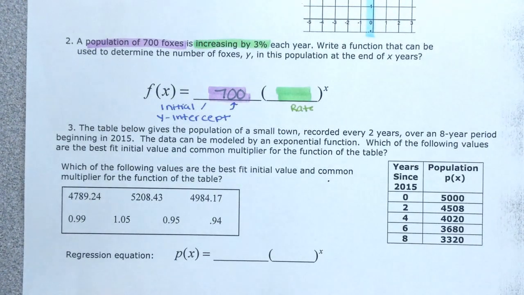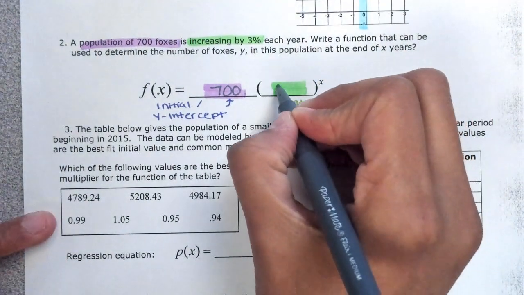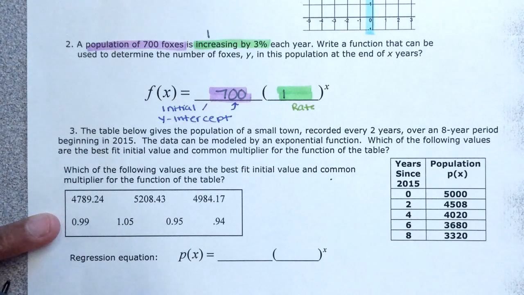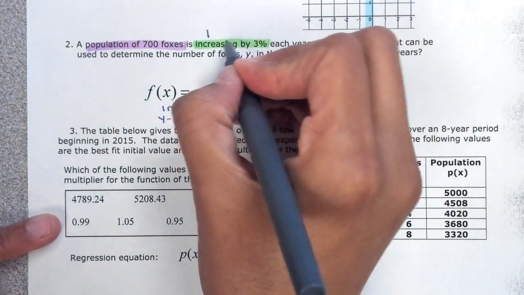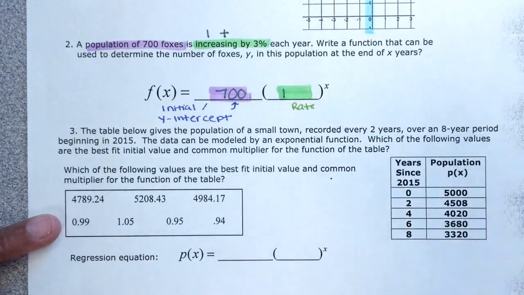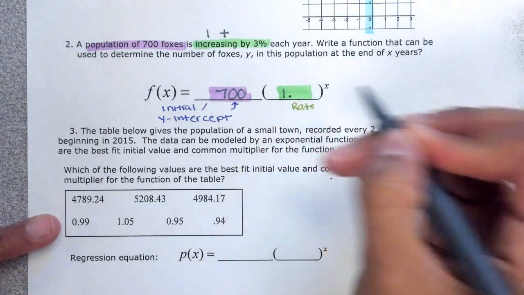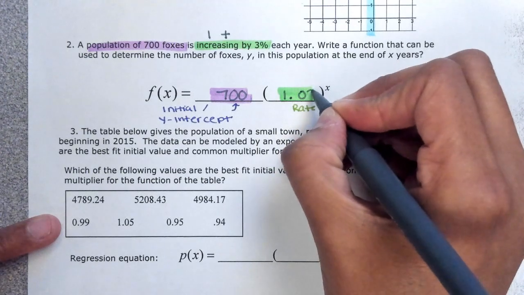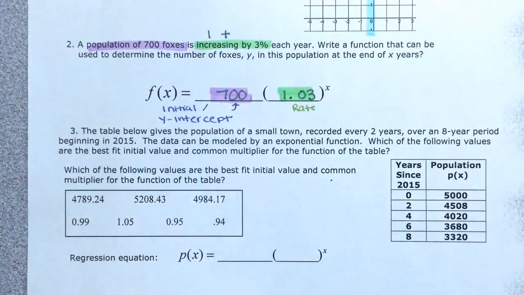So remember, if it's increasing, you're going to have a 1 here. Because you always start with $1, one whole pizza, whatever the case may be. But if you're increasing, you're going to have 1 plus that 3%. So you're going to have 1.03, because 3% is 0.03. So this is how you write that for your function for number 2.